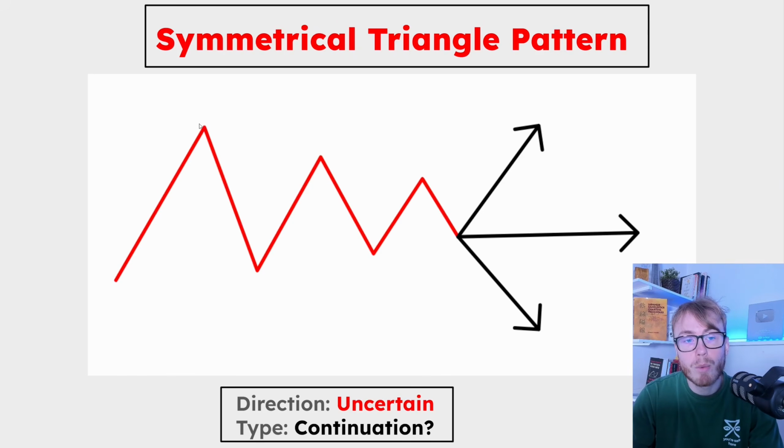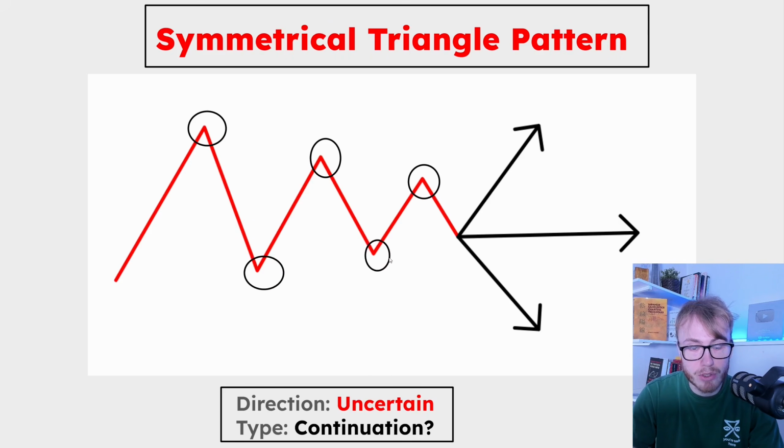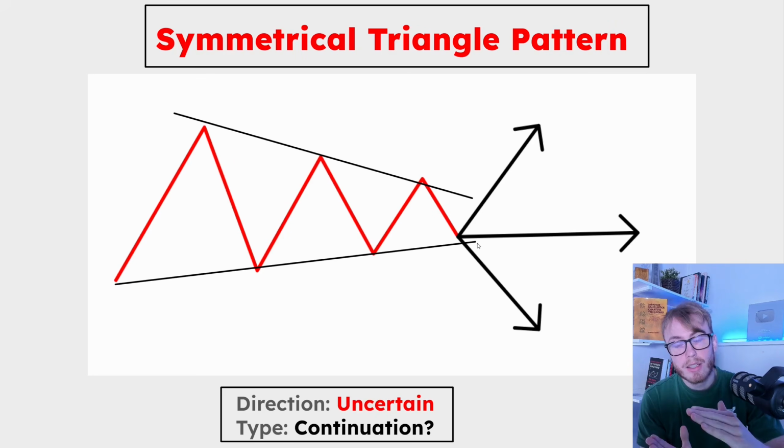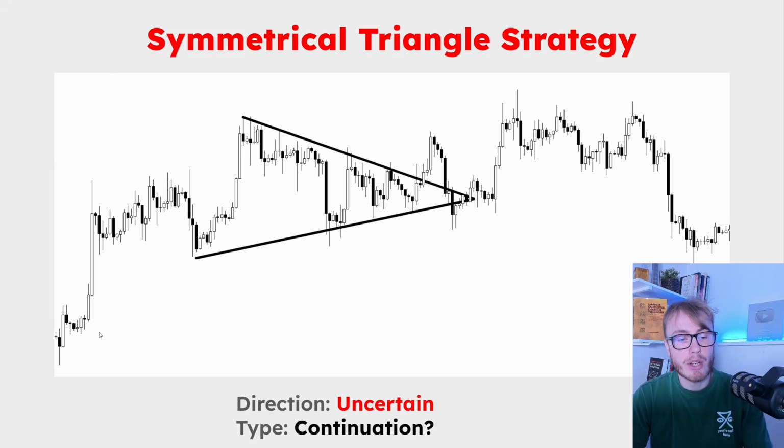So what we're simply looking out for with the symmetrical triangle is lower highs, and we're also looking out for higher lows. And the important part about the symmetrical triangle is that the highs and the lows, the slope of these two lines, should be pretty much symmetrical. So now let's take a look at the symmetrical triangle in action.